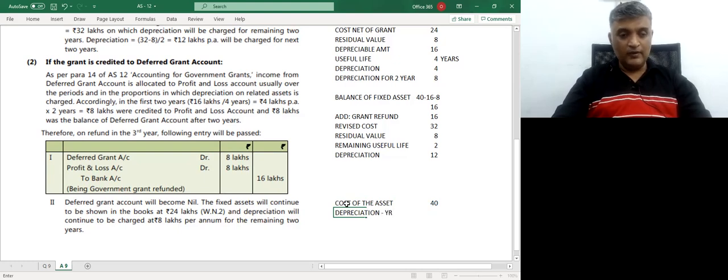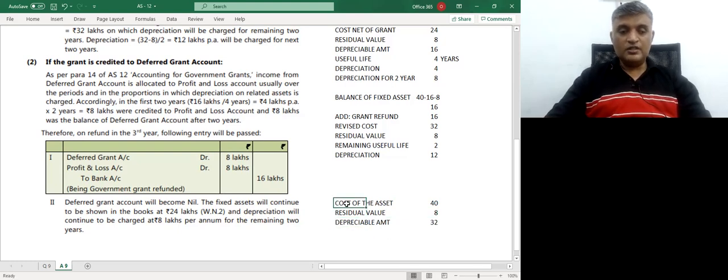Let's talk about year 1. So for that, let's talk about the residual value. What's the residual value of the asset? Was 8 lakhs. What is the depreciable amount then? It will be 32 lakhs, right? So cost is 40 lakhs. Remember, government grant, we are not going to reduce it from the cost of the asset. So the cost is at 40 lakhs. My residual value is 8 lakhs. So my depreciable amount is 32 lakhs.